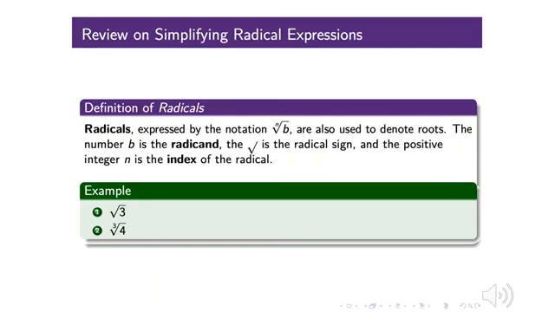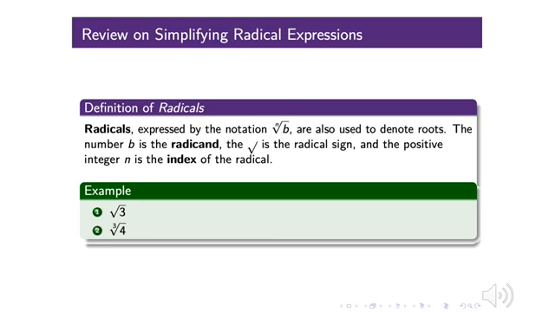To start with, let us recall some important definitions and laws on radicals before discussing the operations with radical expressions. First, let us define what radicals are. So radicals, expressed by the notation nth root of b, are used to denote roots. The number b of the expression is called the radicand, the symbol given is called the radical sign, and the positive integer n is called the index of the radical.